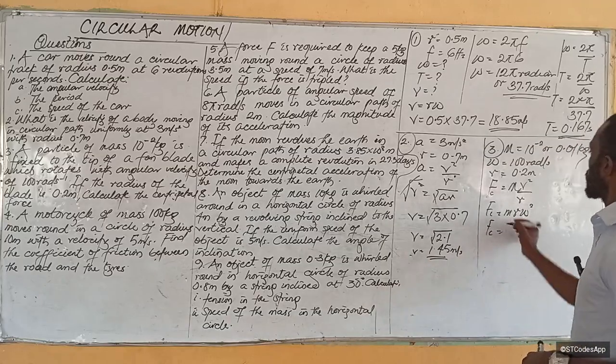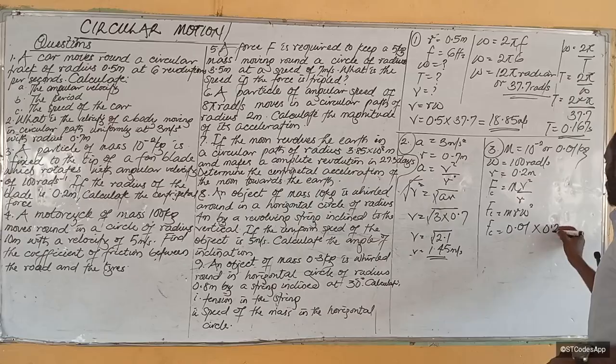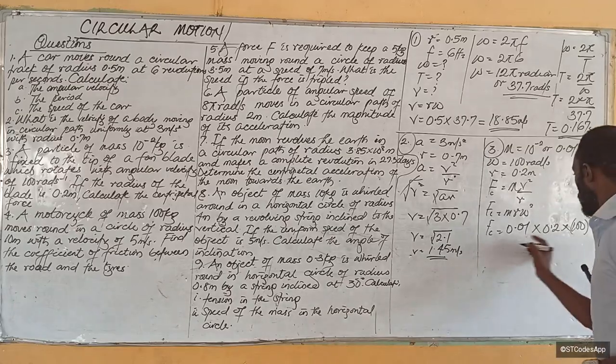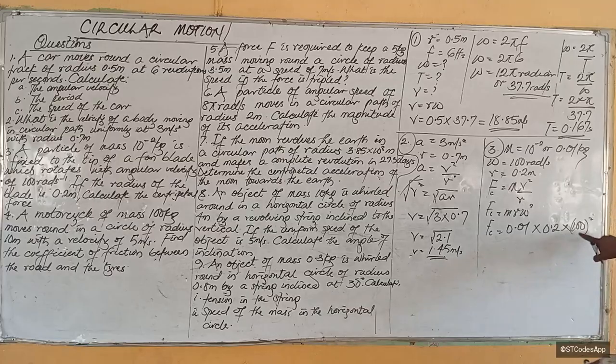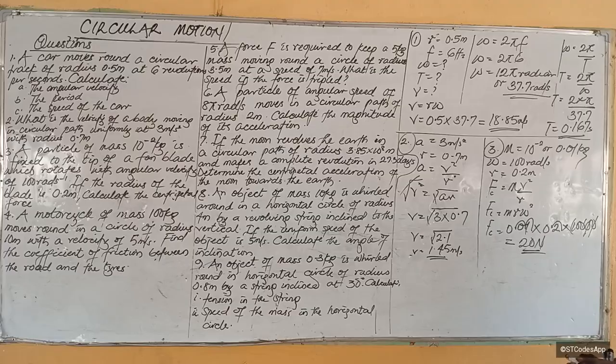So F sub c becomes m, which is 0.01, times r, 0.2, times omega, 100 squared. So this becomes 0.01 times 0.2 times 100 squared. If you square 100, that becomes 10,000. So 2 times 10 is 20. The answer is 20 Newton. All right, so that's that for question 3.